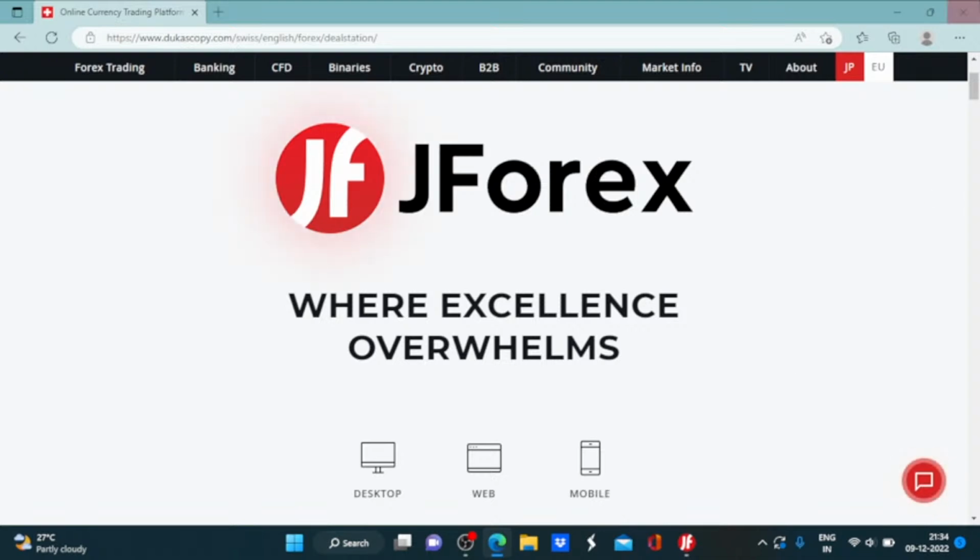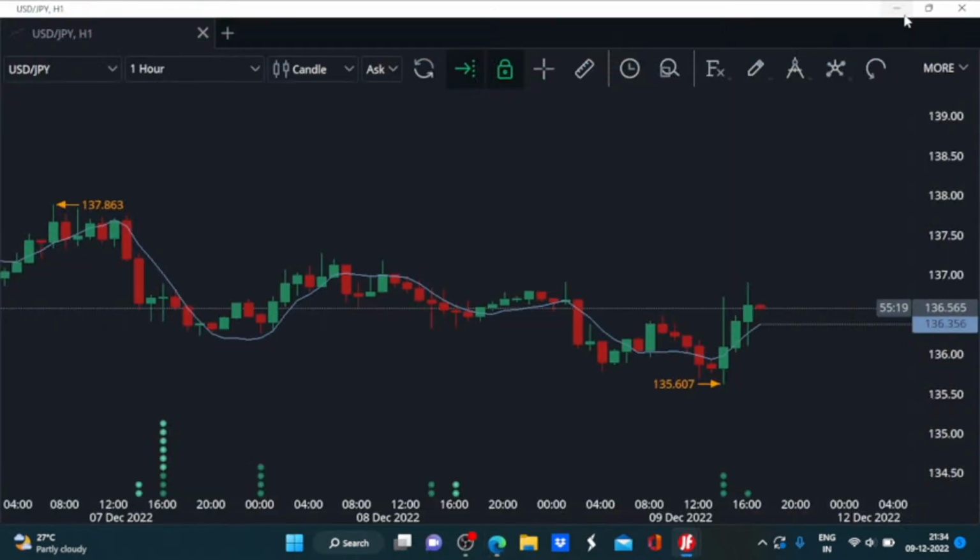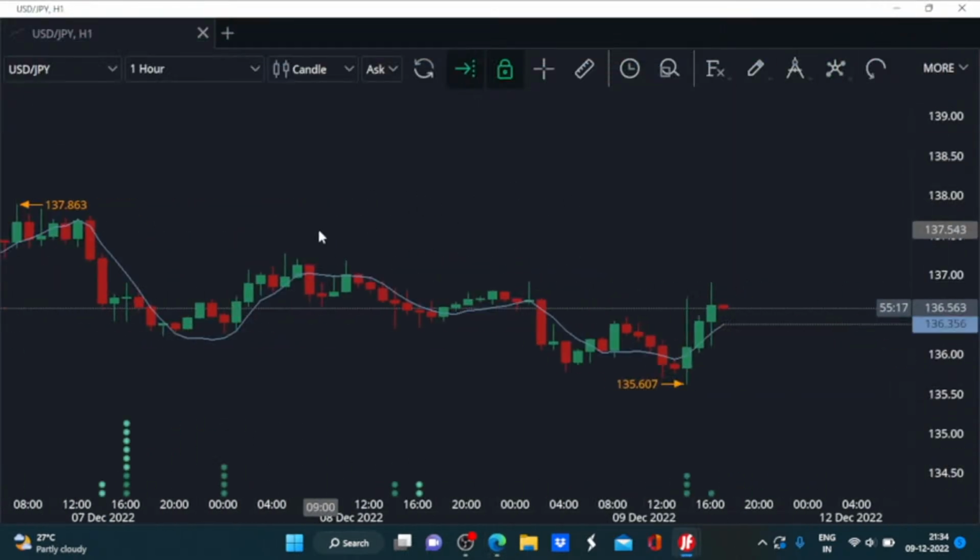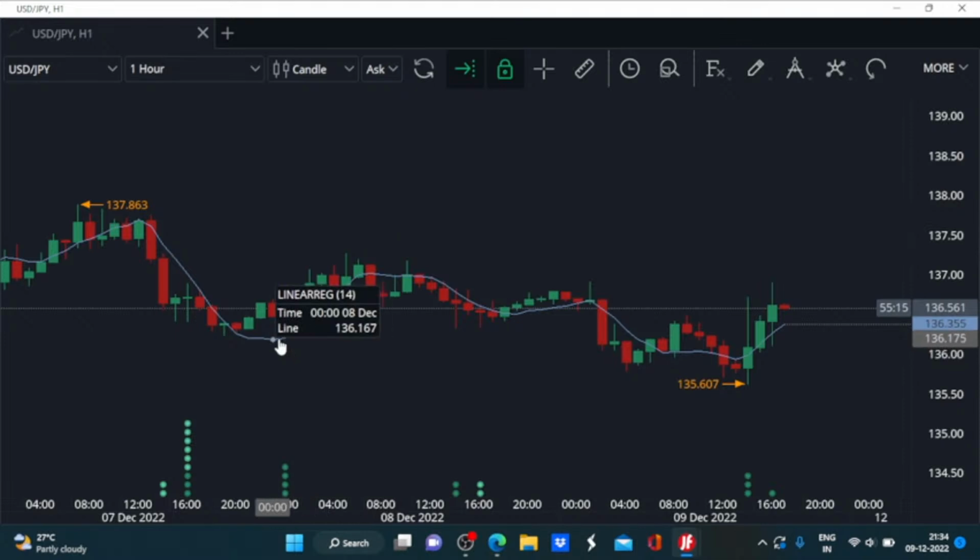So for that, all we have to do is go to JForex 4, the newly released trading platform from Dukascopy Bank SA. Here I have added the linear regression indicator with the default calculation period of 14.